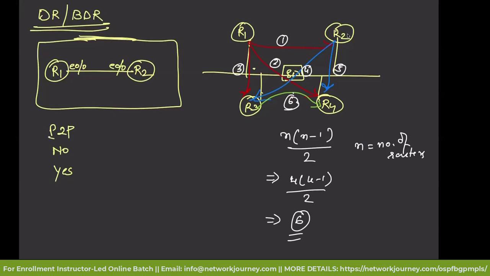What do you understand by point to point, guys? One to one. Or you have only two IPs in your subnet, like a /31. That would be a point-to-point network. So there are two concepts: one is point-to-point topology, and one is point-to-point network in OSPF.